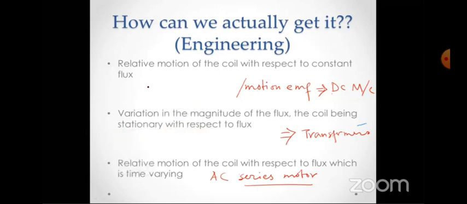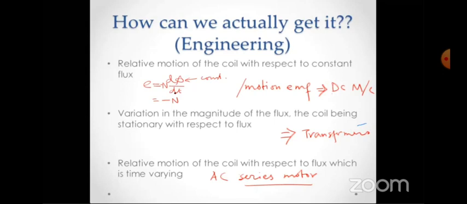Sir, then we have to change the area somehow. So suppose E equals N d phi dt, this equation we know, or maybe with a minus. But if my flux is constant, is it possible to get the voltage out of it mathematically? If somebody asks you how to get mathematically d phi dt voltage, because if phi is constant, then d phi dt will be 0.